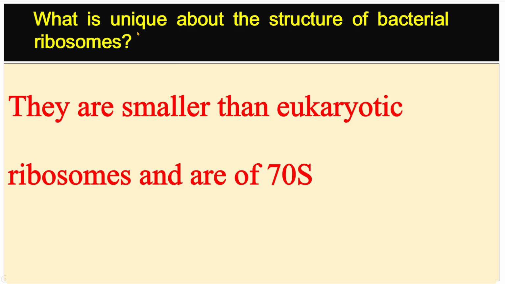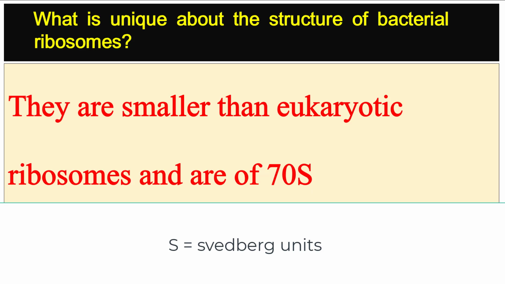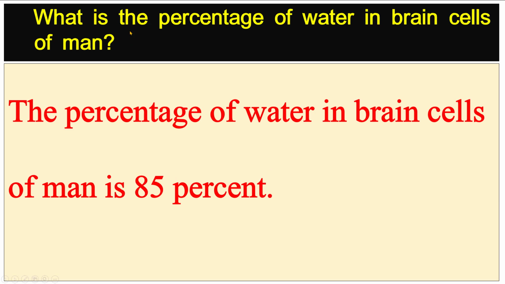What is unique about the structure of bacterial ribosomes? They are smaller than eukaryotic ribosomes and are of 70S, where S is equal to Svedberg units. What is the percentage of water in brain cells of man? The percentage of water in brain cells of man is 85%.